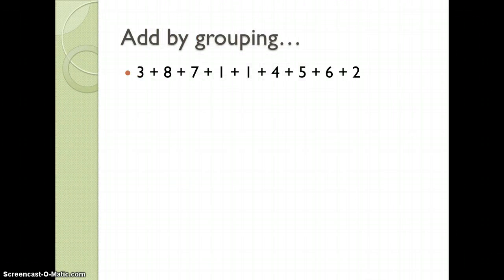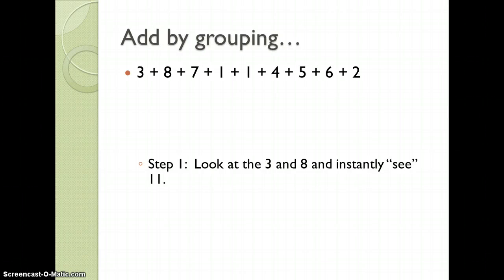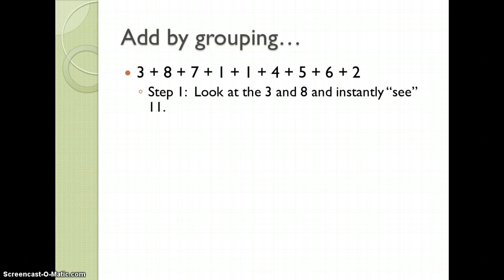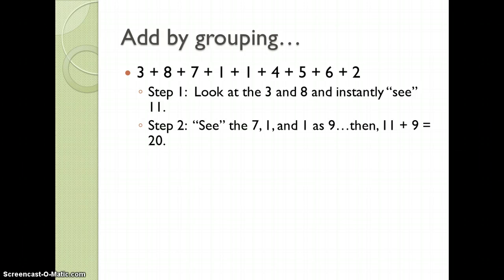Let's focus on 3 plus 8 plus 7 plus 1 plus 1 plus 4 plus 5 plus 6 plus 2. Step 1. We look at the 3 and the 8, and I see, quote unquote, 11. I see then that the 7, 1, and 1 is 9. And we combine 11 from step 1 and 9 in step 2 to get 20 so far.